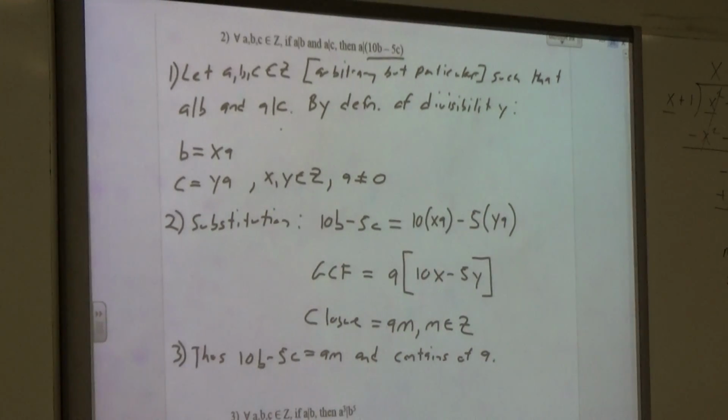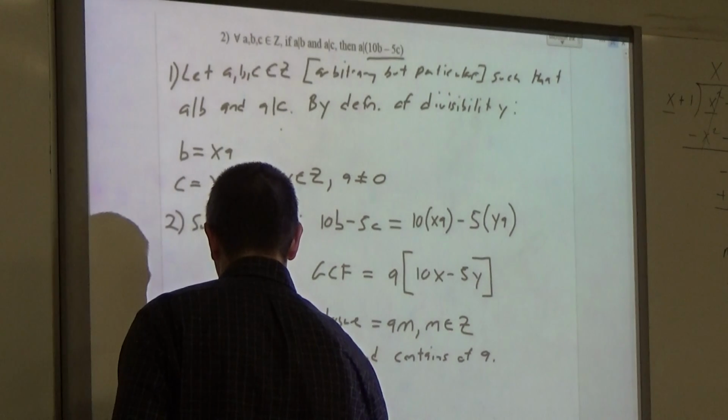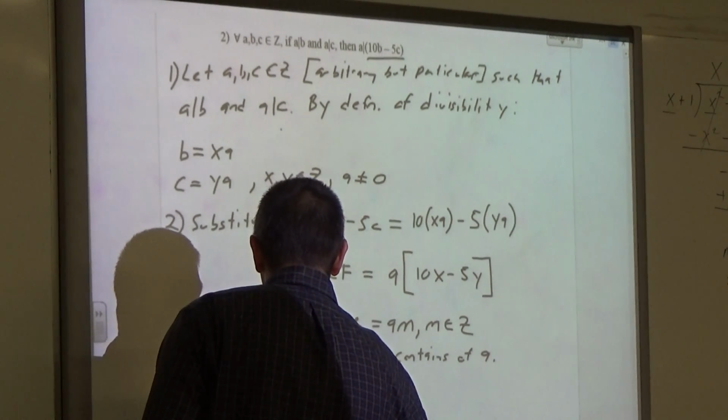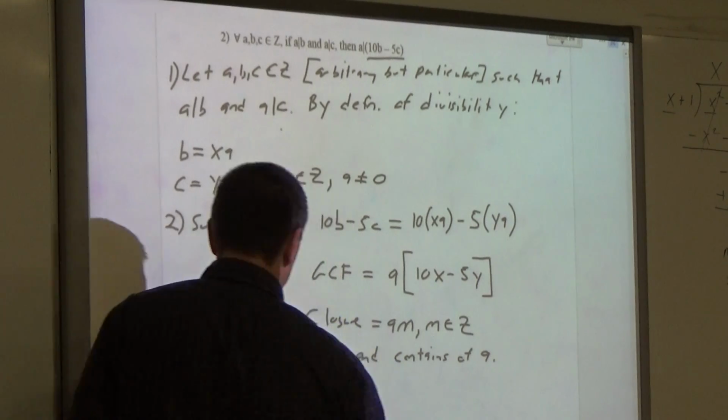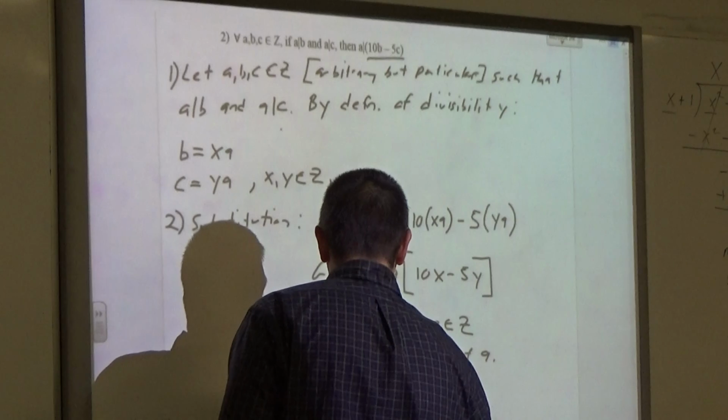It's obvious from above. Thus, a divides 10b minus 5c, which is what we were trying to show by definition of divisibility.